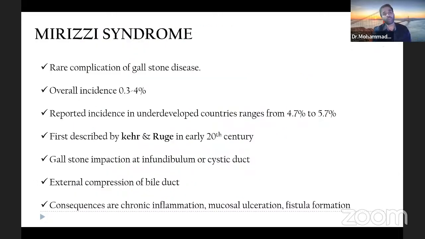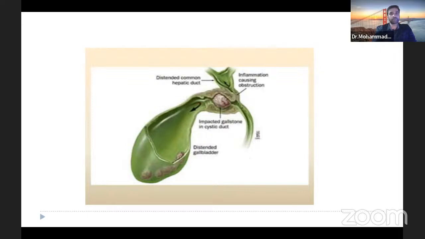So now we go to my next topic, Mirizzi syndrome. It's a rare complication of gallstone disease. Overall incidence is 0.3 to 4%. It was first reported by Kerr and Rug in the 20th century. The gallstone impacts the infundibulum or cystic duct. It can cause external compression of the bile duct and consequently chronic inflammation, ulceration, and fistula formation.